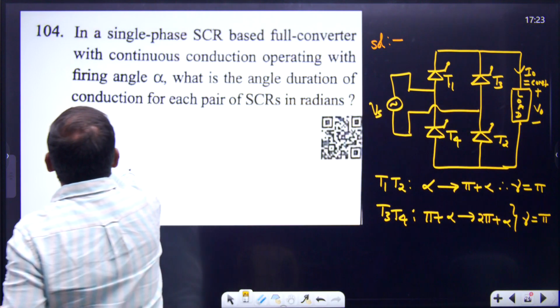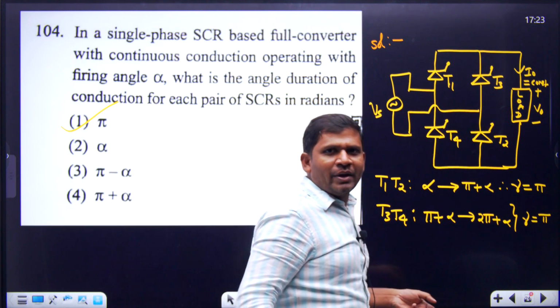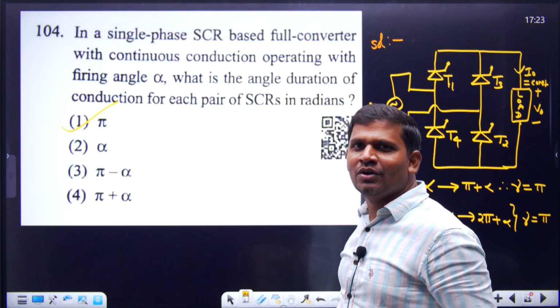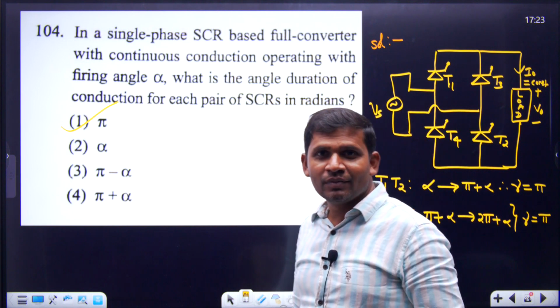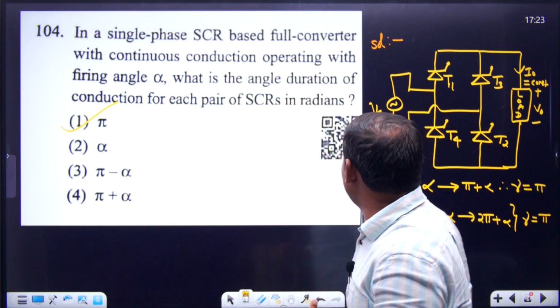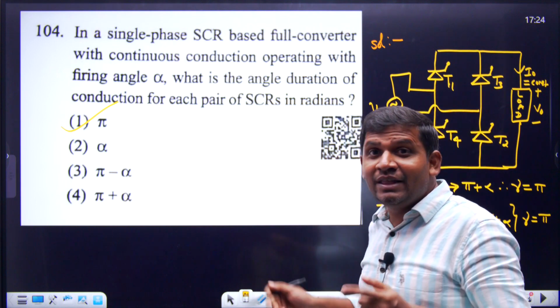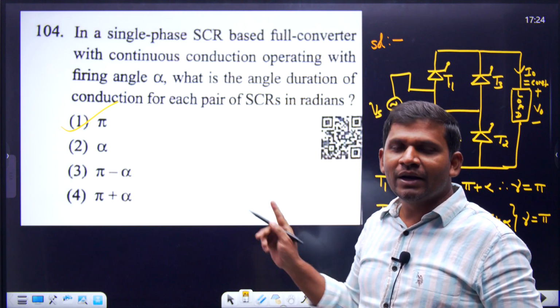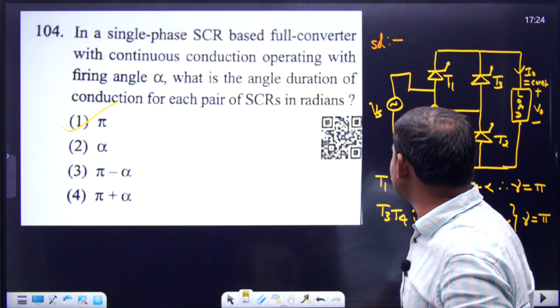It's not pi minus alpha. Don't get confused just because alpha is given in the problem. Some think that's why it is pi minus alpha, but that is wrong. With a freewheeling diode, if you connect the freewheeling diode here, then each SCR conduction angle is pi minus alpha. But in this case, each SCR conduction angle is pi.